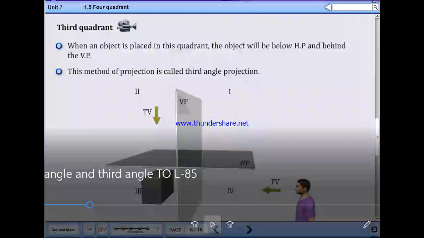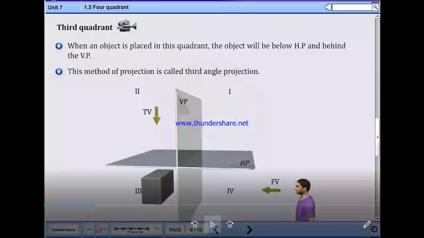Third quadrant. When the object is placed in this quadrant, the object will be below HP and behind VP. This method of projection is called third angle projection. See the figure and note down. And we will observe that animation also.